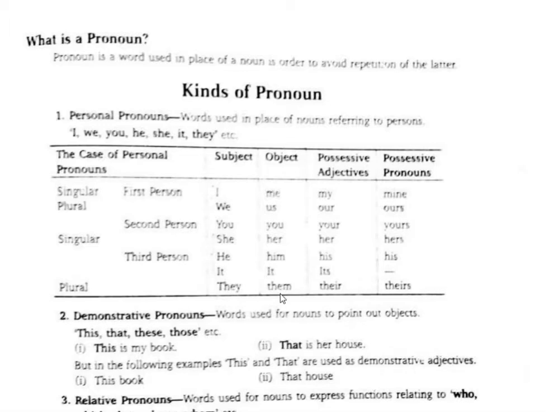So these are all personal pronouns. In the case of the personal pronoun I, the different forms are I, me, my, mine. In the case of we: we, us, our, ours. You, your, yours. She, her, hers. He, him, his. It, its. They, them, their, theirs. So these are all personal pronouns. I hope you have got it now.